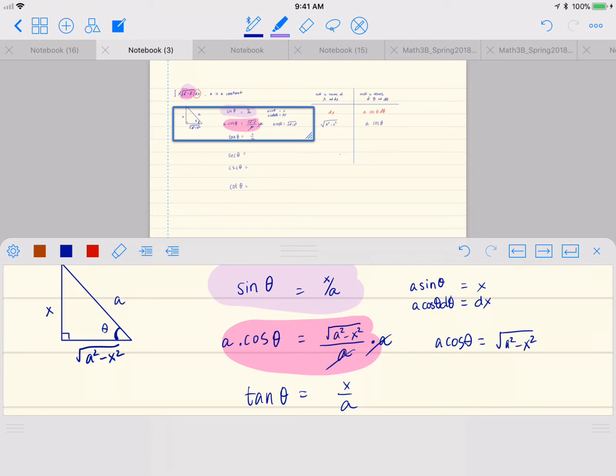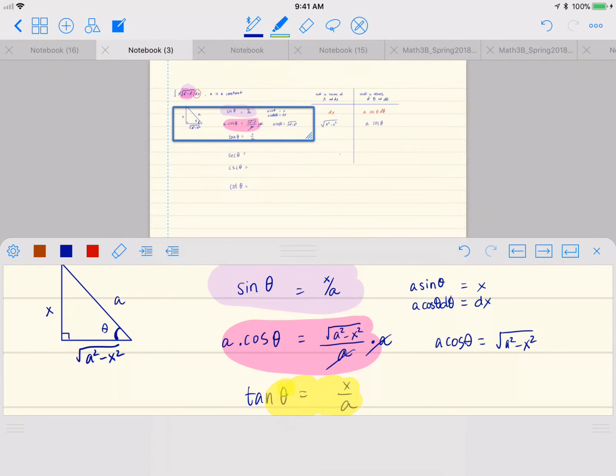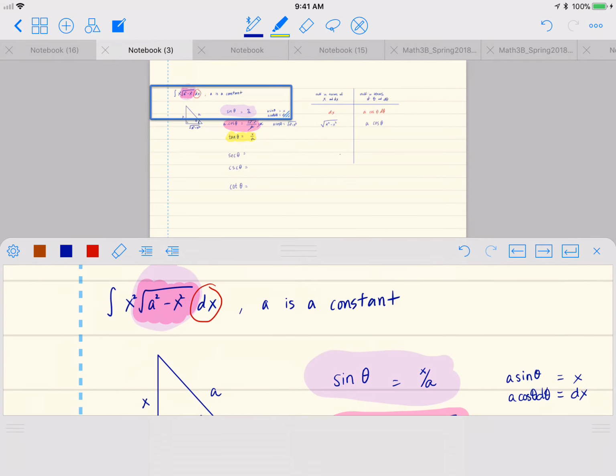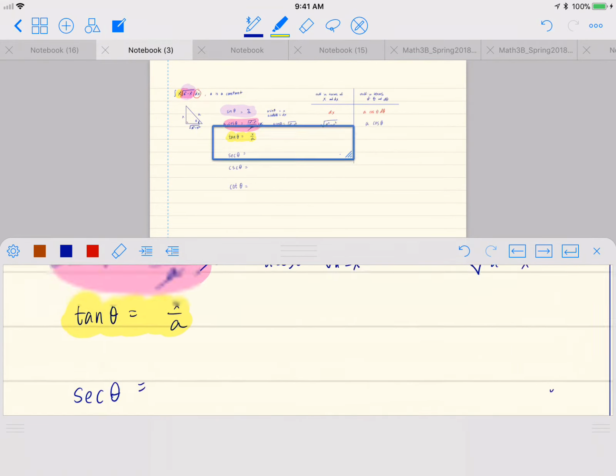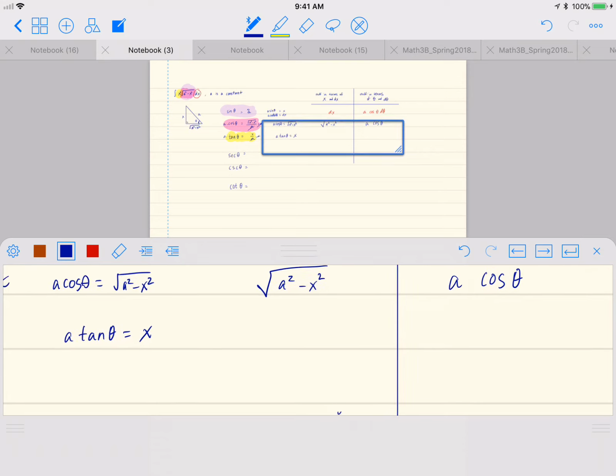Lovely. I can use this relationship for x squared because, according to this, multiply both sides by a. Right, the a's cancel out. So a tan theta is equal to x. So that means that x squared is a squared tan squared theta. Okay, so my x squared is going to be a squared tan squared theta.